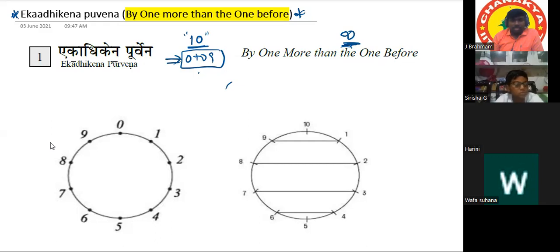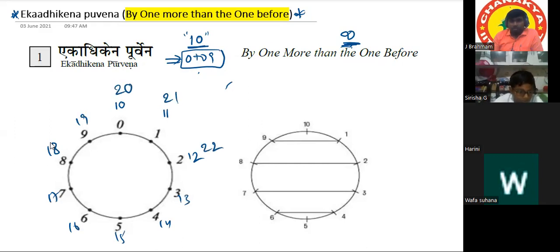If we continue the cycle, after 9, the next number will be 10. After 10, the next number will be 11. Next is 12, 13, 14, 15, 16, 17, 18, 19. And again, if you continue the cycle, 20, 21, 22, 23, 24, and so on. You can write up to infinite numbers. Now, if you observe, is there any speciality in this circle?